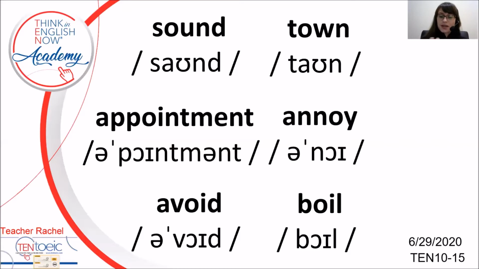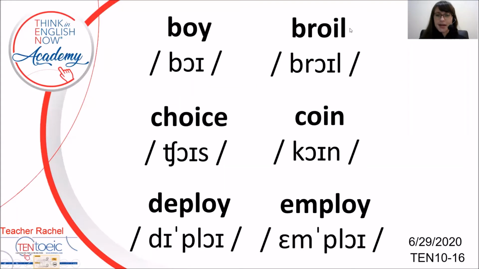Boil. This is one thing that happens with water. If you want to make pasta, you have to boil water. So it has to be very hot and there's bubbles that come out. That's boil. Boy. This is the opposite of girl. So you have man, woman, boy, girl. So they're little, they're younger.